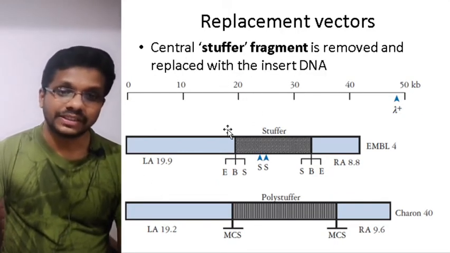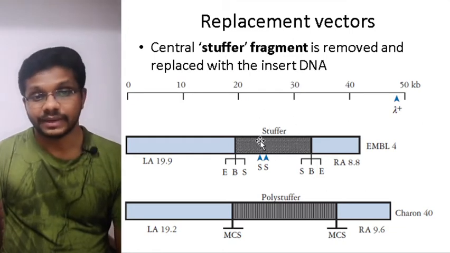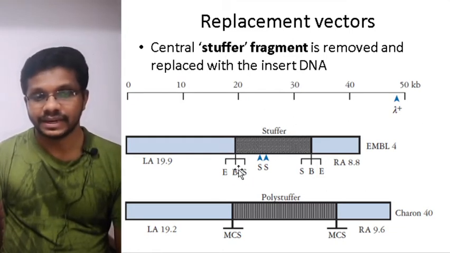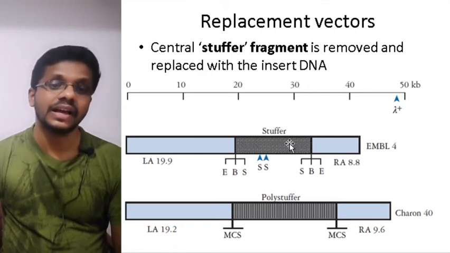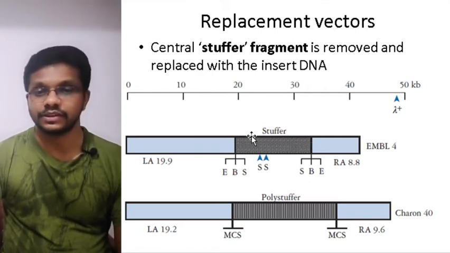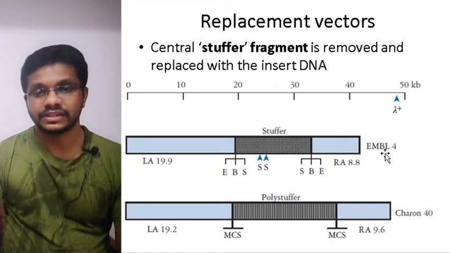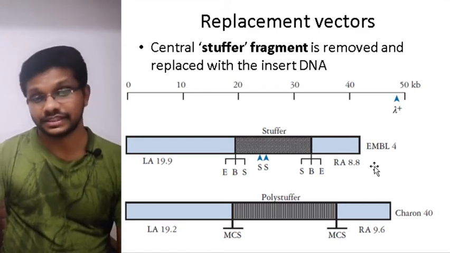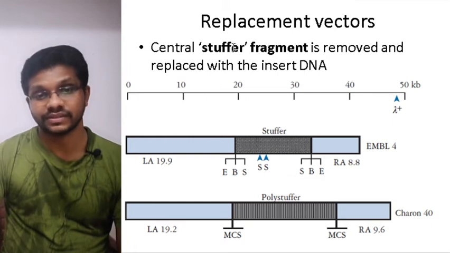For replacement vectors, they will have a stuffer fragment, and we will cut both sides. We will cut and remove the stuffer fragments and add our DNA of interest. A classical example for that one is EMBL4. The carrying capacity is more for EMBL because we are removing the stuffer fragments.